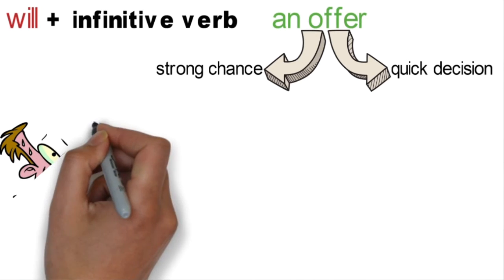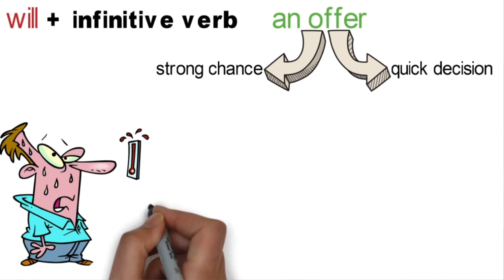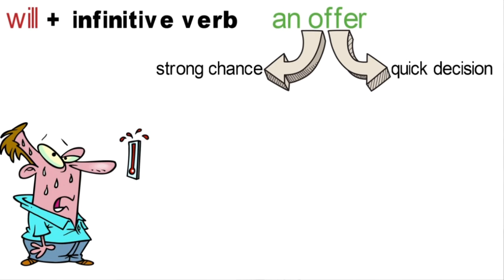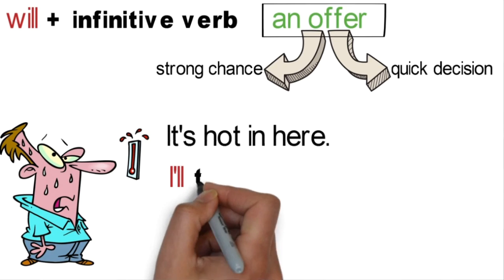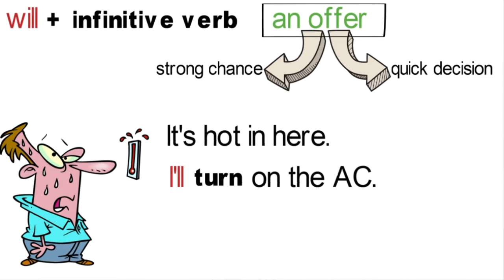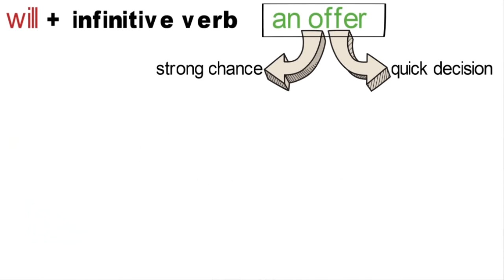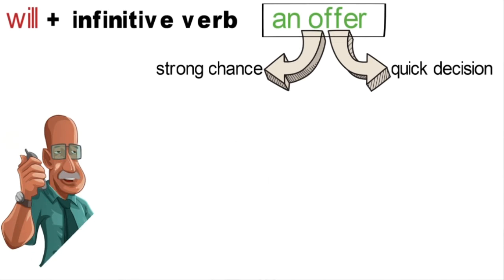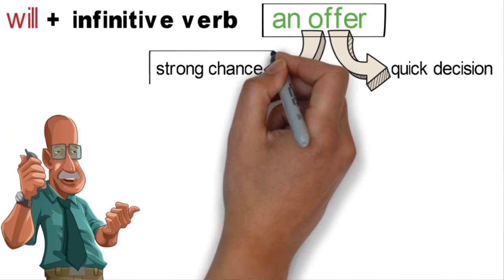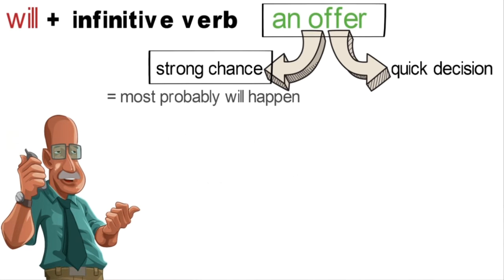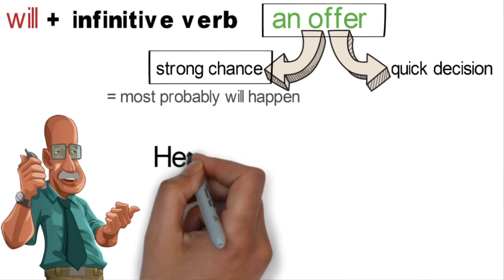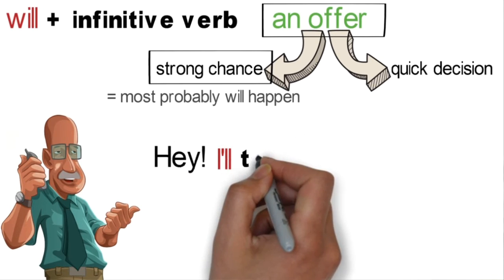The following sentence is an example of using will when making an offer. It's hot in here. I'll turn on the AC. We also use will when there is a strong chance that something may happen later on, that it most probably will. Such as, hey, I'll talk to you later.